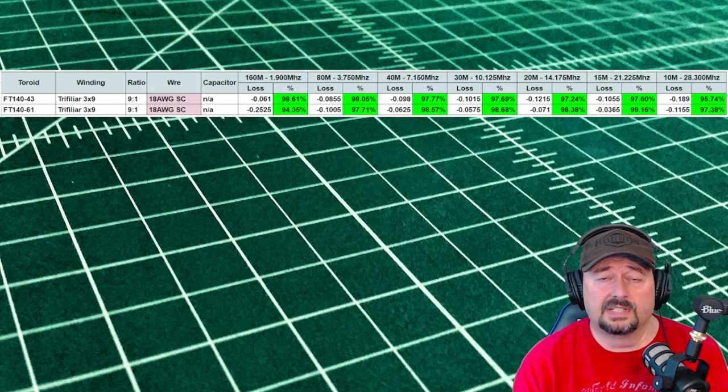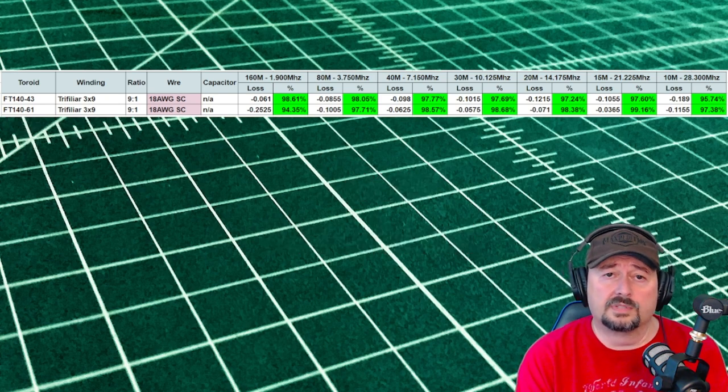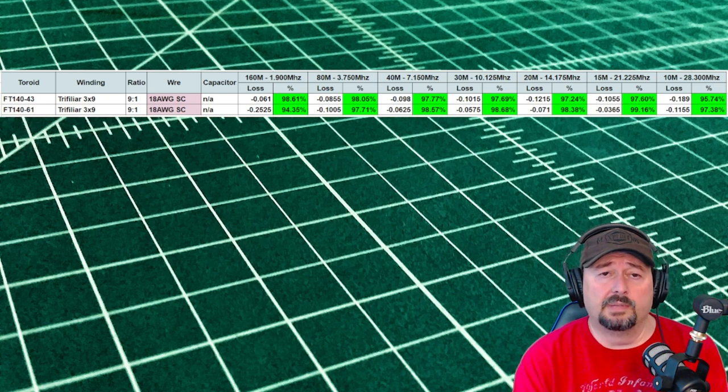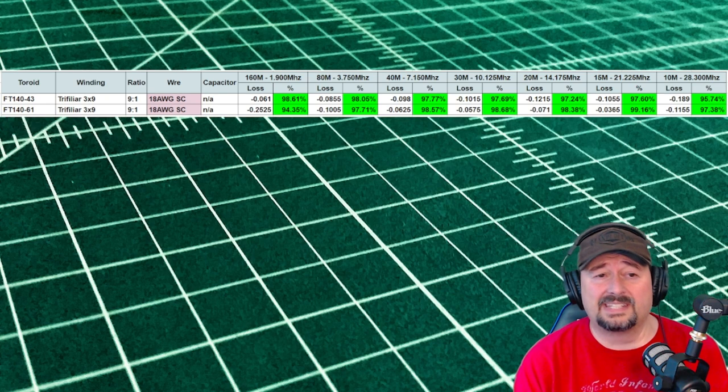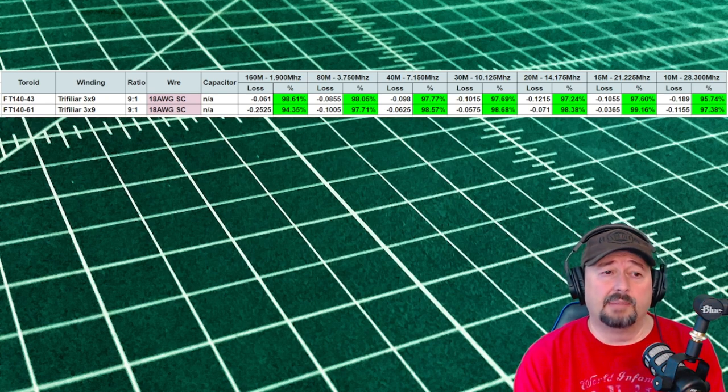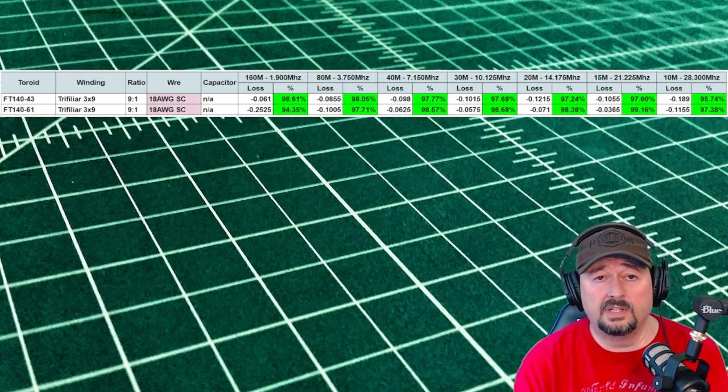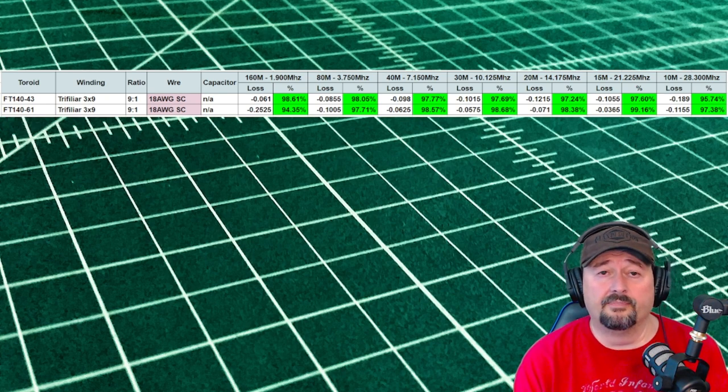But you can take a look at this and you can make your own determinations or decisions as to which core you want to use. Remember, the 61 was a little bit better at the higher frequencies. The 43 was a little bit better in terms of SWR at the lower frequencies. So I'm not seeing anything really compelling here to say buy a 61 over a 43, but that's your choice and not mine.